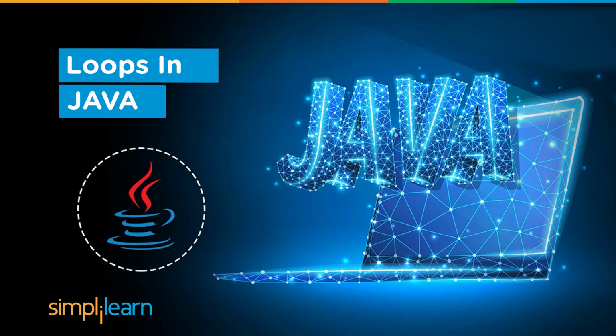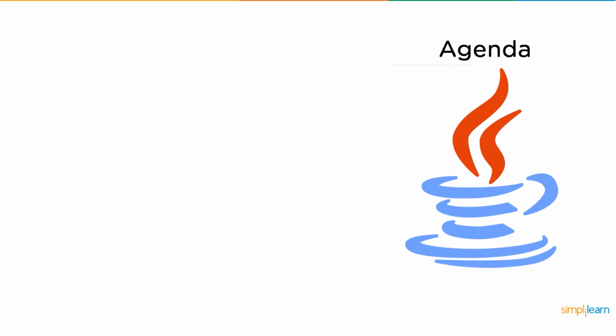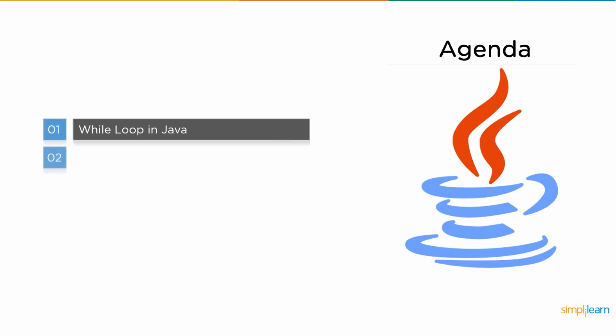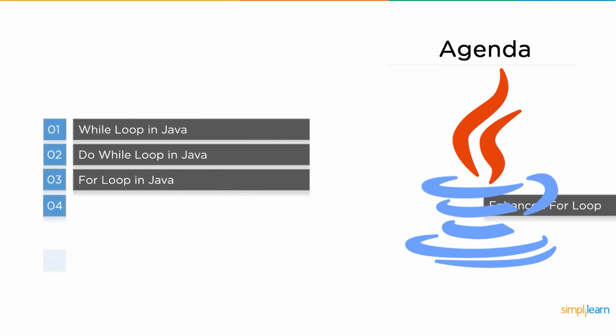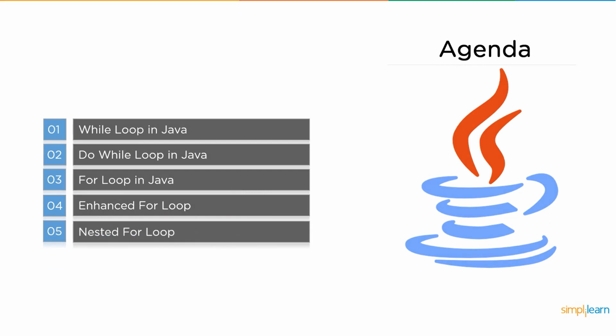Today we will learn the loops in Java. In this particular tutorial, we will understand the fundamentals of control statements by using while loop, do while loop, for loop, enhanced for loop, and nested for loop. I hope I made myself clear with the agenda.